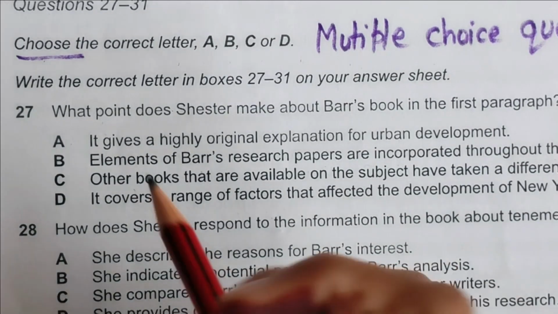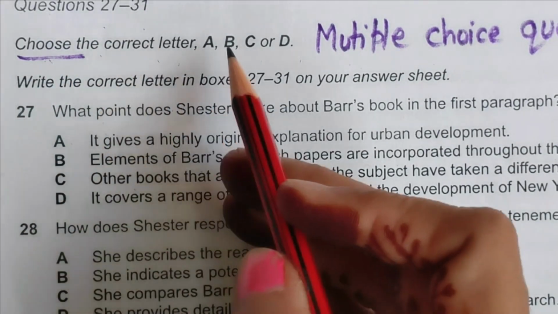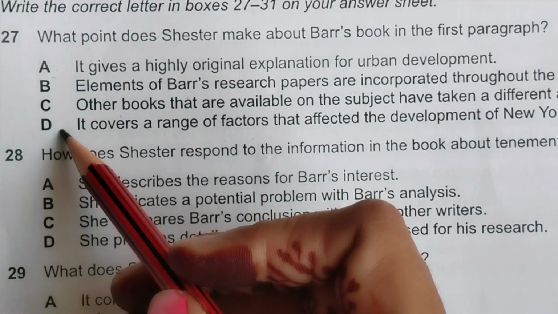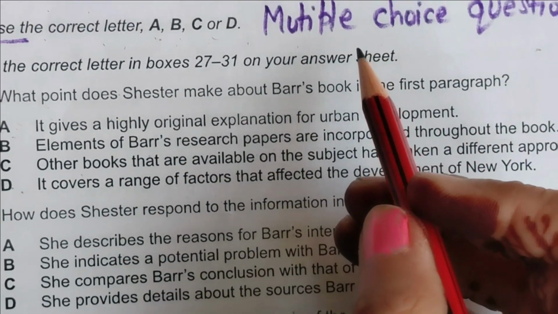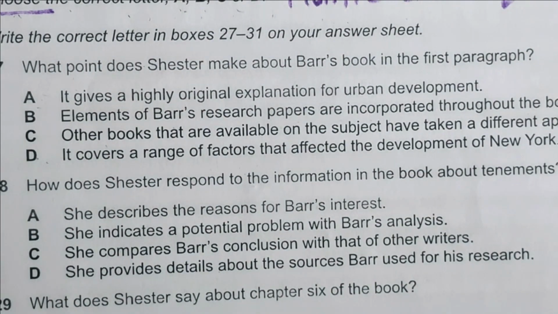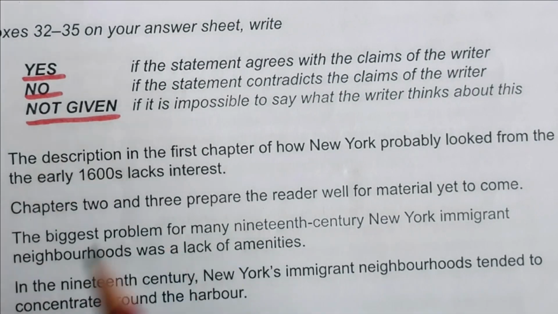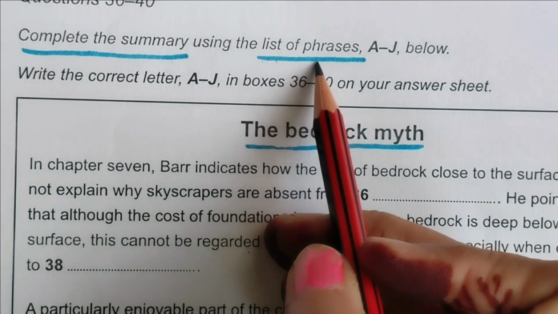So we have questions 27 to 31. Choose the correct letter, meaning A, B, C, D. So there are 4 options, and we have to select only one option. Multiple choice questions, as you know. And the second type of question we have is yes, no, not given. And the third type of question is complete the summary using the list of phrases.